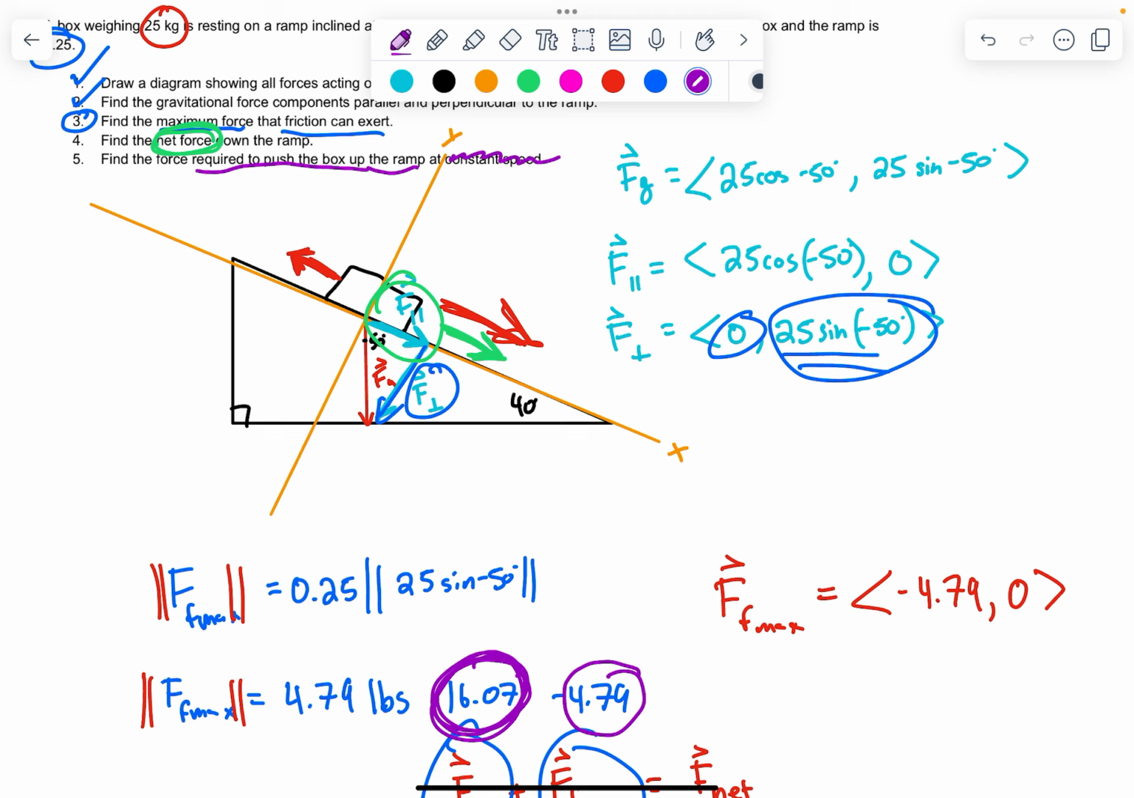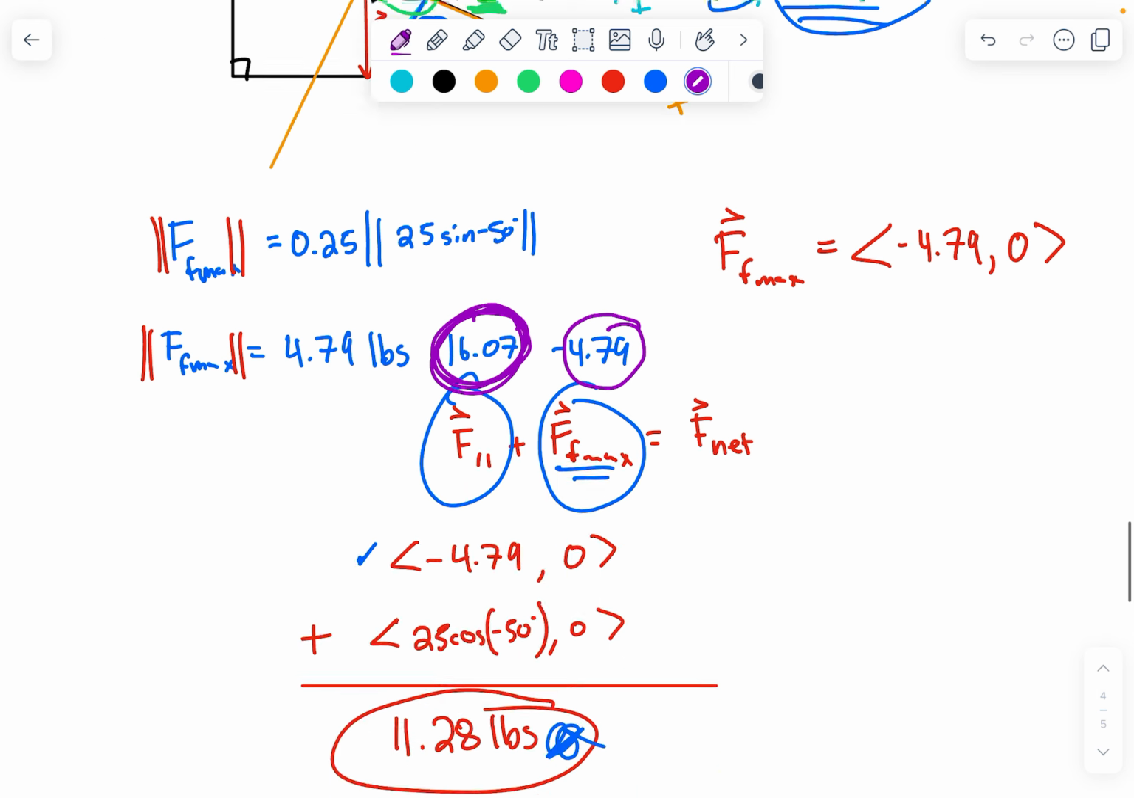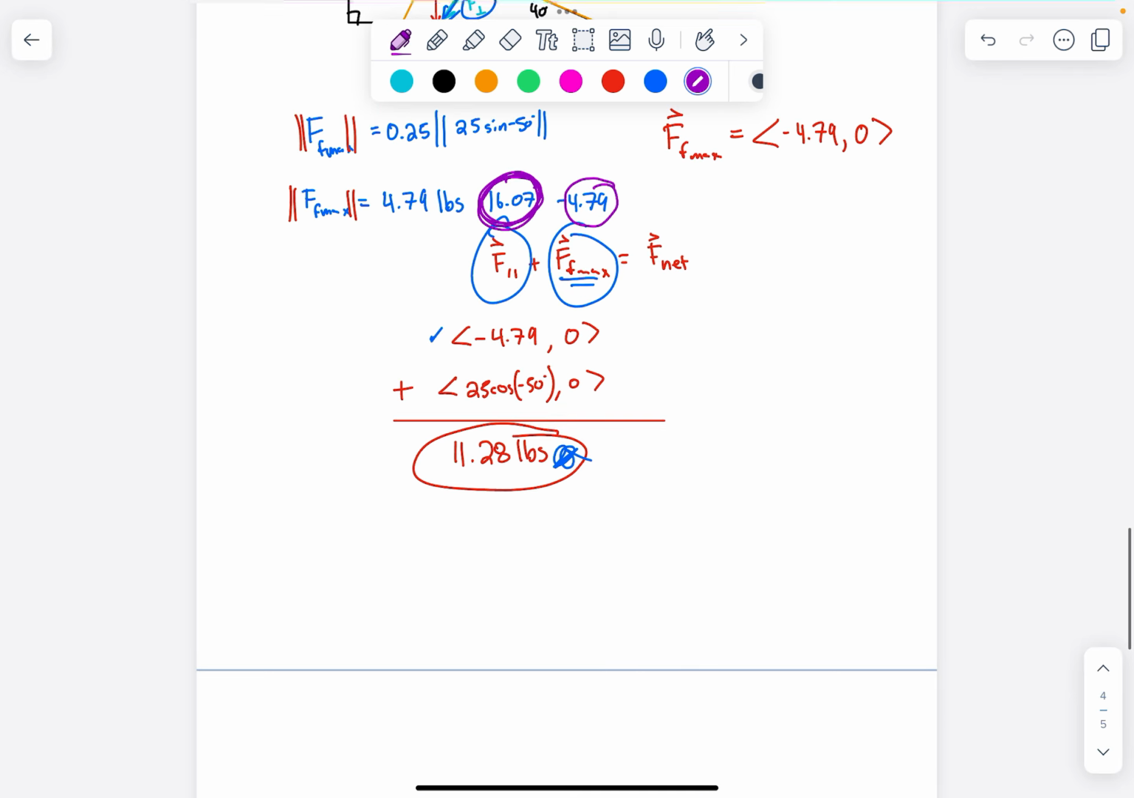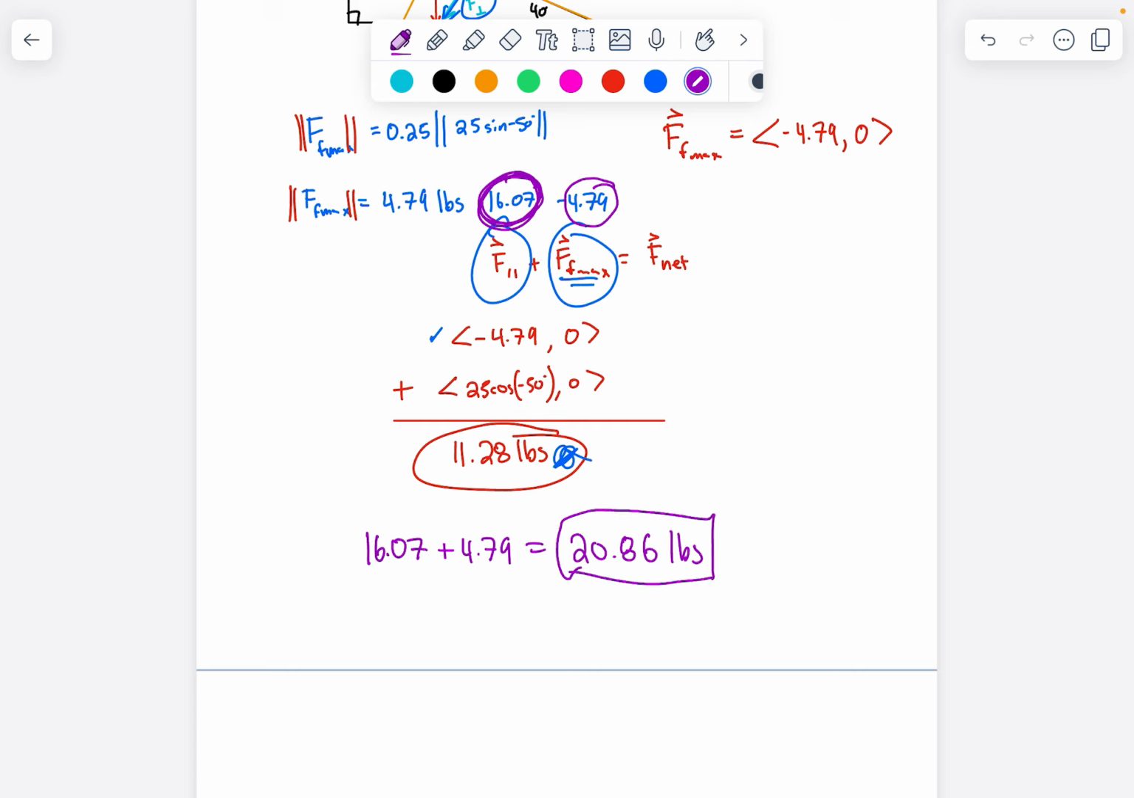And so then friction is going to oppose us, and suddenly friction is going to start going this way, right? Friction's like, hey, I don't want to move. If you're about to move this thing, if you're taking care of the weight, suddenly I'm going to push this way and oppose us. So how much force are we going to need? It's simply 16.07 plus 4.79. So let's just do that real quick. So it would actually take 20.86 pounds of force to push this box up the ramp.